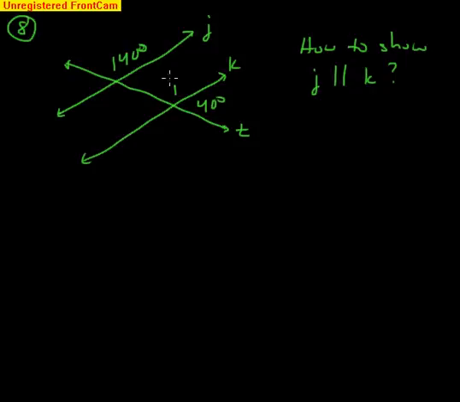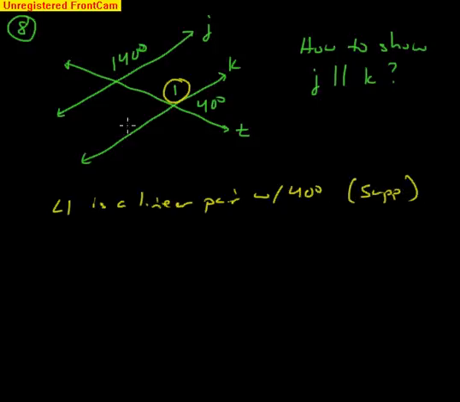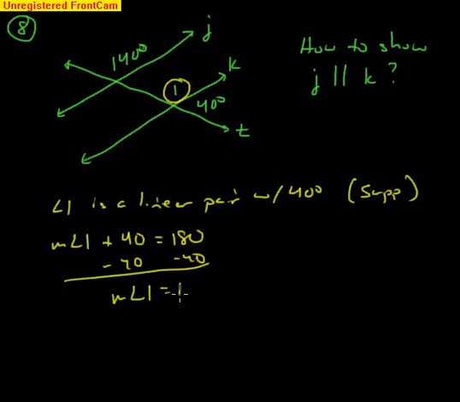But they give us angle 1 for a reason. Let's find the measure of angle 1. Angle 1 is a linear pair with the 40-degree angle. That means they are supplementary. So the measure of angle 1 plus 40 degrees should equal 180. Subtract 40 from both sides. That means the measure of angle 1 is 140 degrees. This angle right here is 140 degrees.